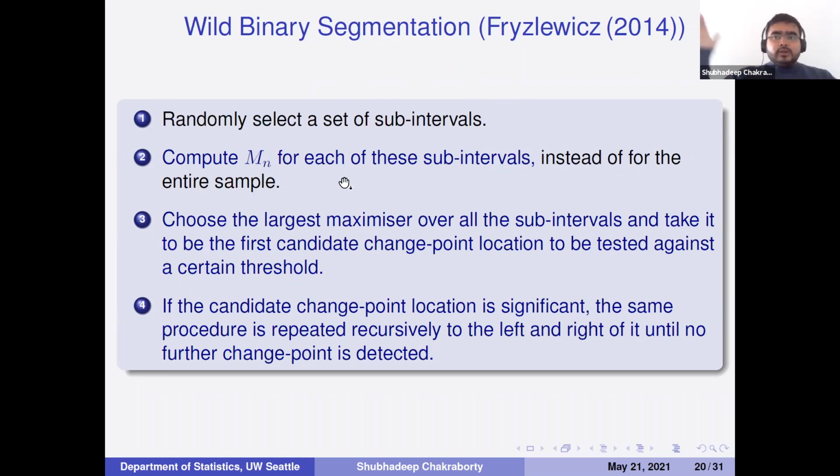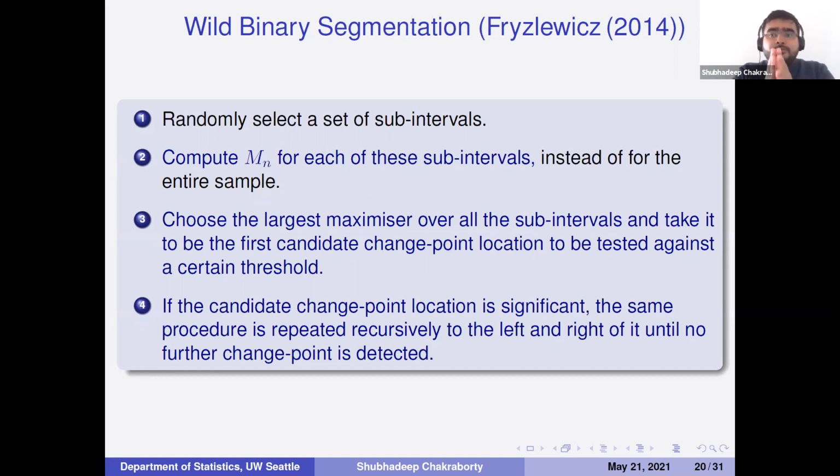So instead of computing MN for the entire data set, select some sub-intervals and for each one of them compute the value of MN. Over all the intervals, whichever gives the largest maximizer, choose that to be the candidate change point location. Of course, that needs to be tested against a certain threshold. That's the key difference between binary and wild binary segmentation, and then the recursion is exactly similar.